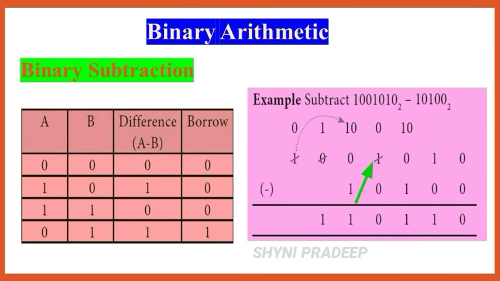Here the 1 becomes 0. Okay. See here 0 minus 0, 0. And the next again 0 minus 1. So borrow 1 from the next value and difference is what? 1. So next write this borrow bit here and next here 0. So this is the answer. And see the next example.